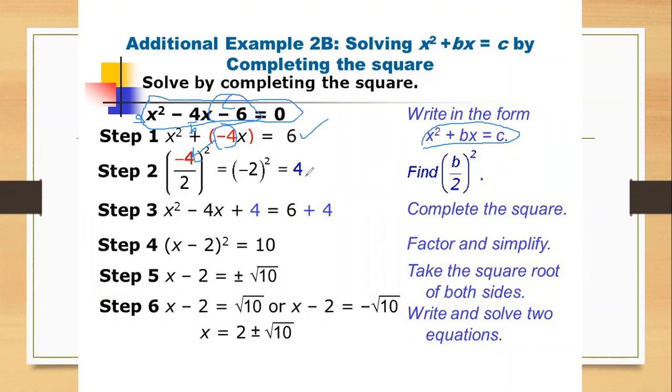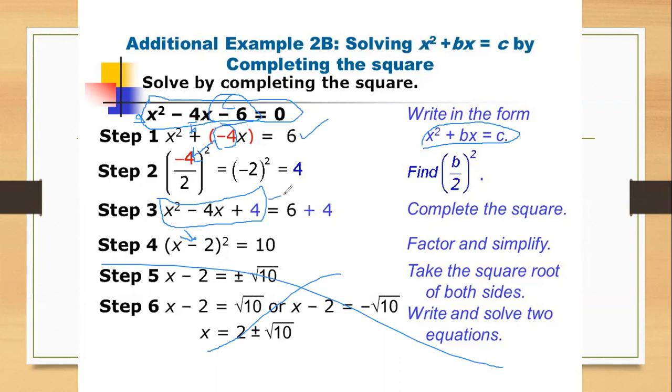Just like when you solve equations, you have to add 4 now to both sides. So I have x squared minus 4x plus 4, and then I have equals 6 plus 4. Now, these last two steps, I want you to kind of ignore for right now. Once you get to 6x plus 4, then you factor this trinomial to get x minus 2 squared, or x minus 2 times x minus 2.